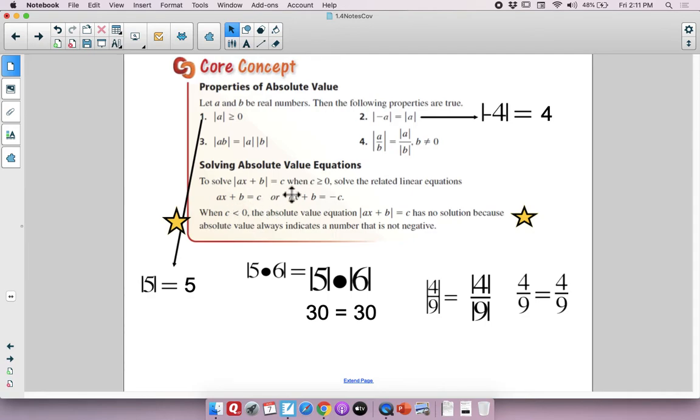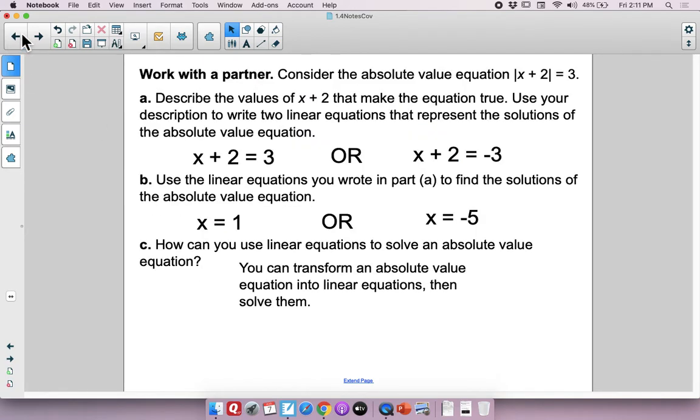Where c is greater than or equal to 0, we basically write them out as two linear equations, ax plus b equals c and ax plus b equals negative c. In other words, if we go back in our notes, we do this. Same thing. You've already done this. We've already kind of gone through this, right?